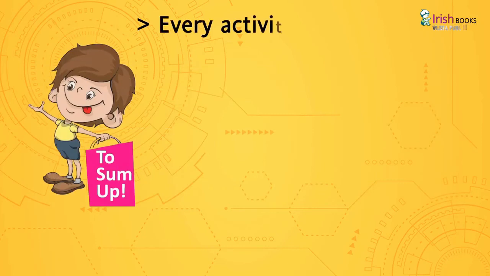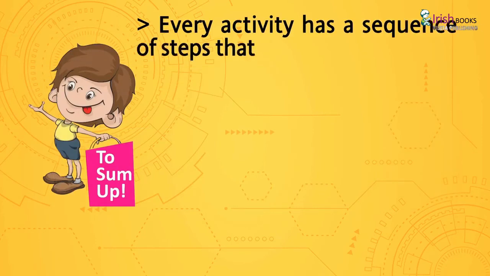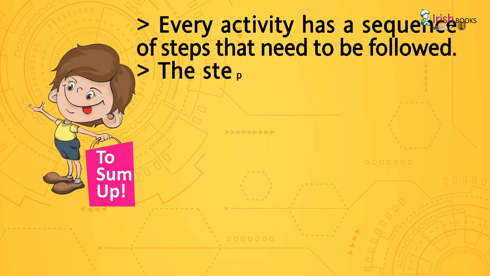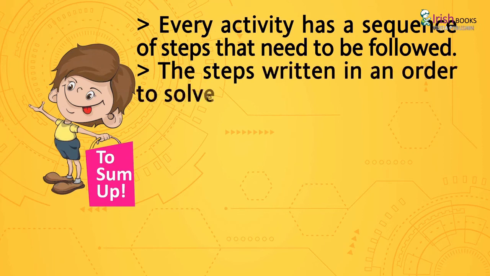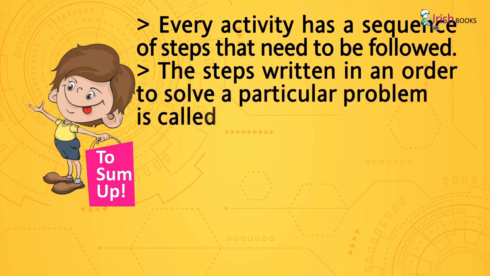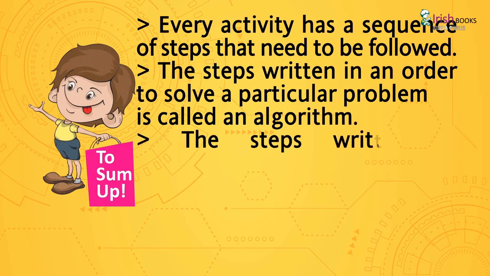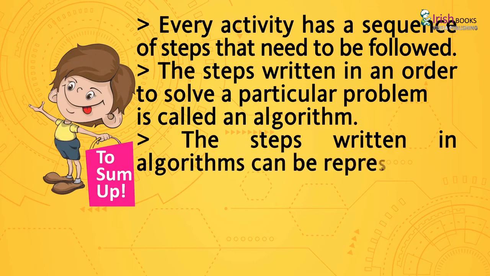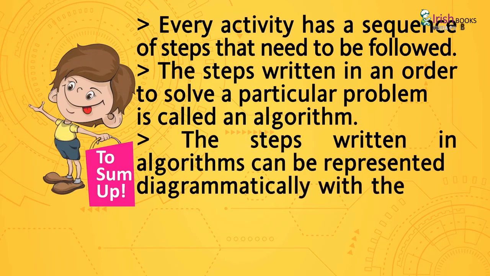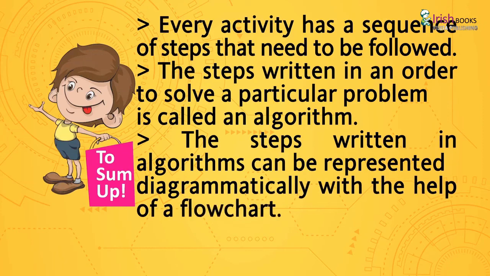To sum up, every activity has a sequence of steps that need to be followed. The steps written in an order to solve a particular problem is called an algorithm. The steps written in algorithms can be represented diagrammatically with the help of a flowchart.